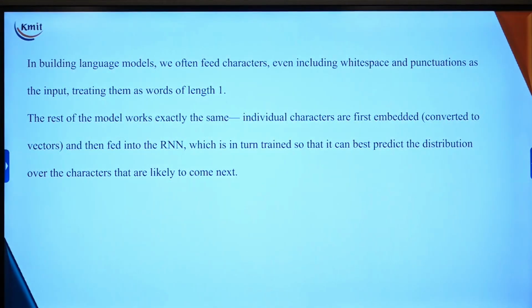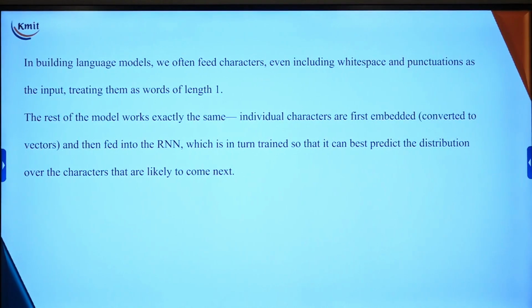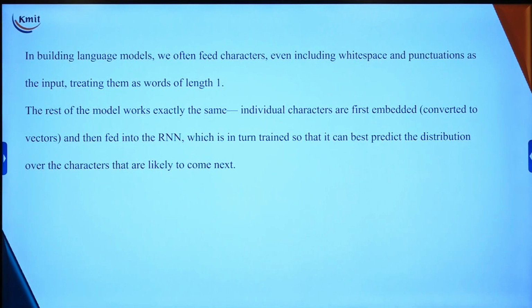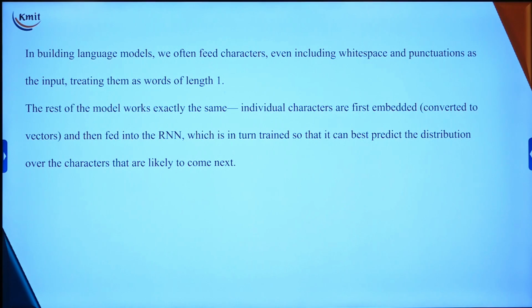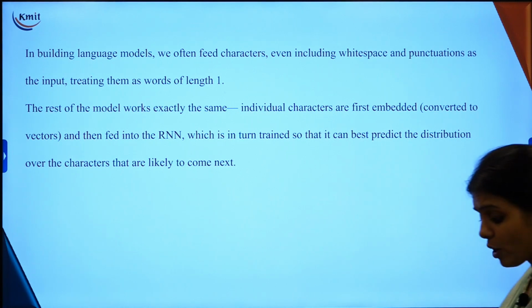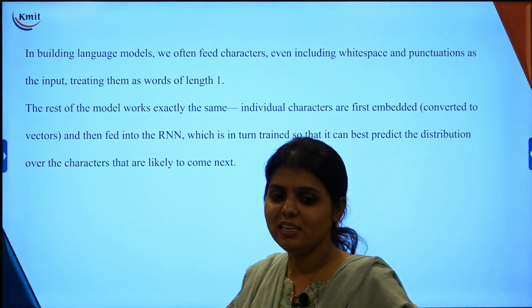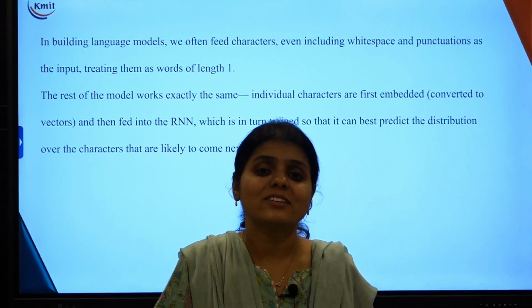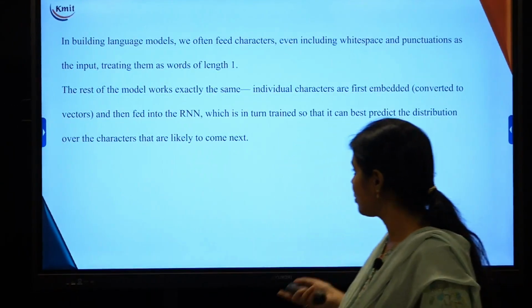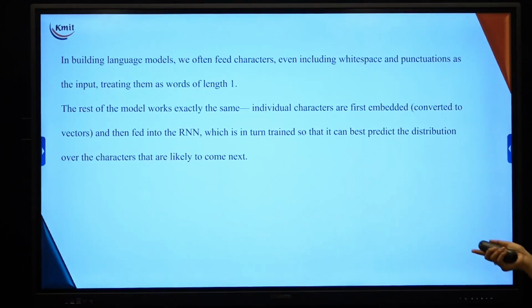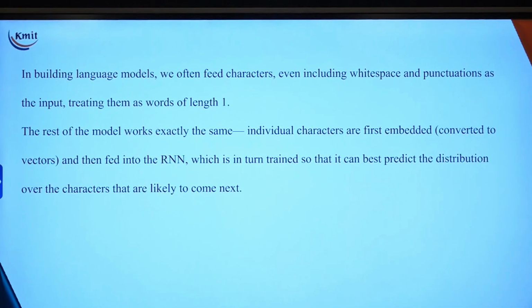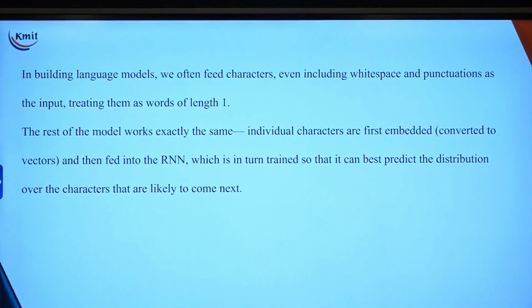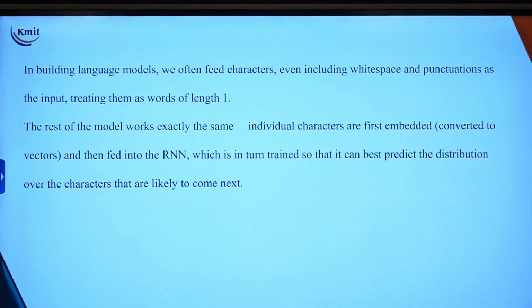Now the rest of the model working is the same as for the other applications. Instead of taking tokens, here we take individual characters, which are first embedded. Initially we converted the tokens, the words, into vectors. Here we convert the characters into vectors, the same procedure. Then we feed that into the RNN, which is in turn trained so that it can best predict the distribution over the characters that are likely to come next.